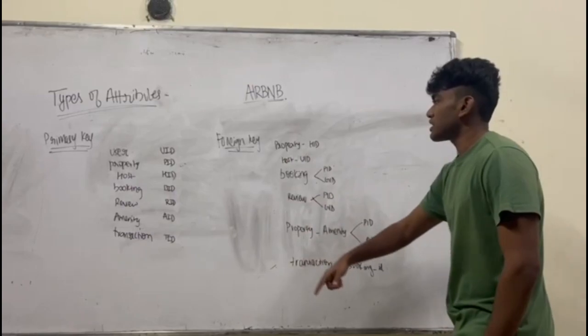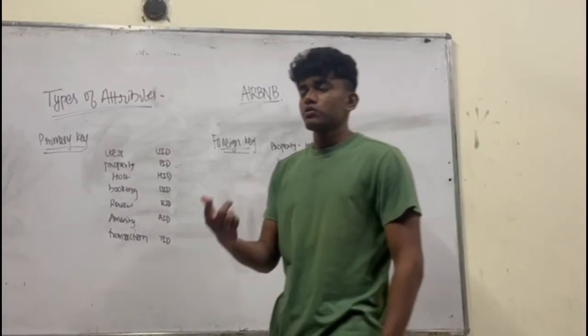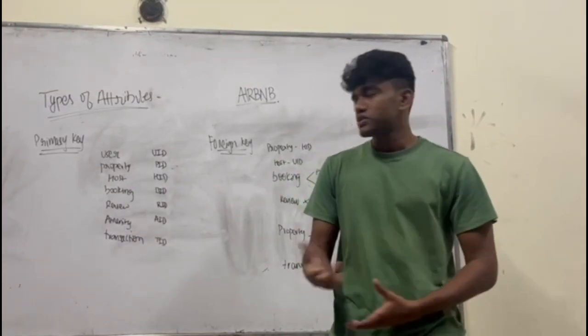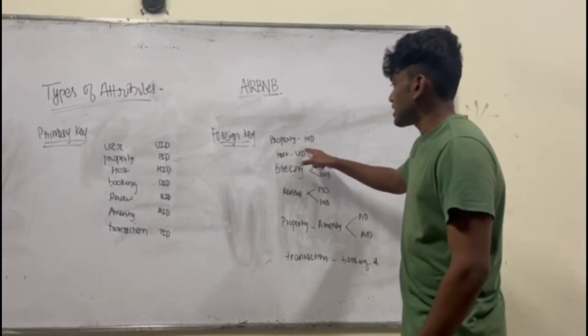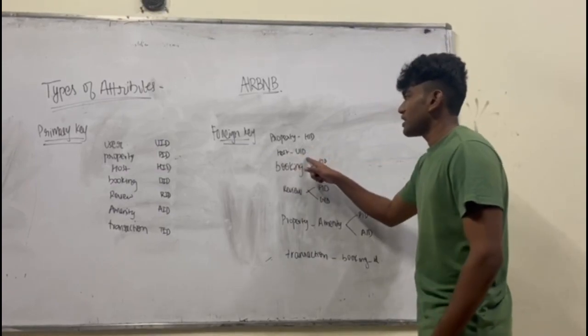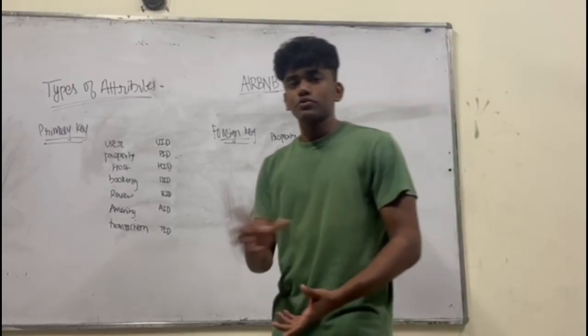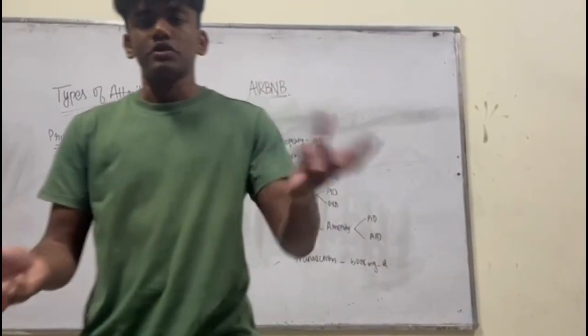And then we have foreign key. Foreign key is used to link two tables together. And then for property we use HID, and for host we use UID. It's basically just to link two relations, to make relations between two tables.